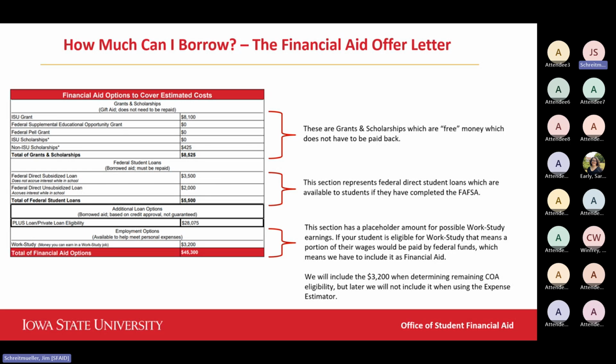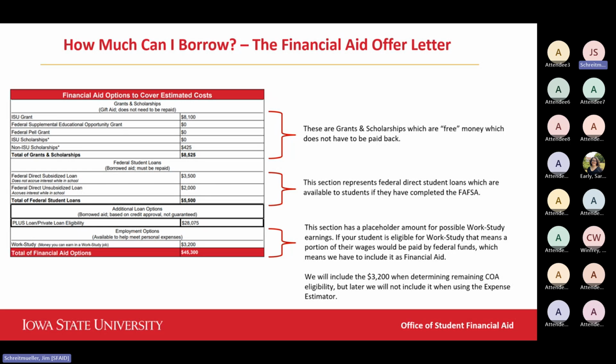And then at the bottom, we have employment options or work study. Not every student who has completed a FAFSA will have these. This depends on your financial need and if the FAFSA was filed before our priority aid deadline back in last February. This section is also a placeholder amount for any work study earnings. Work study is a bit tricky since it isn't applied as a lump sum, but rather is money that would be earned by your student on a biweekly basis.